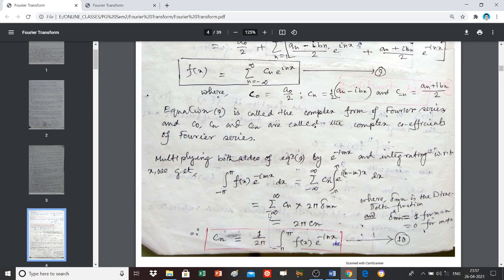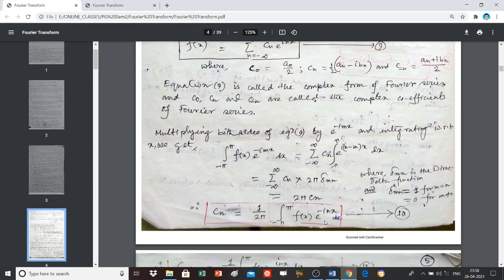That can be written as the sum over n of Cn times 2 pi delta mn, where delta mn is the Dirac delta function. Okay, this is the Dirac delta function, and delta mn is equal to 1 when m and n both are equal, or if m and n are not identical, then delta mn is equal to 0. That means from here you can finally write 2 pi into Cn. So Cn is equal to 1 by 2 pi, the integral from minus pi to plus pi of f(x) e to the minus inx dx.